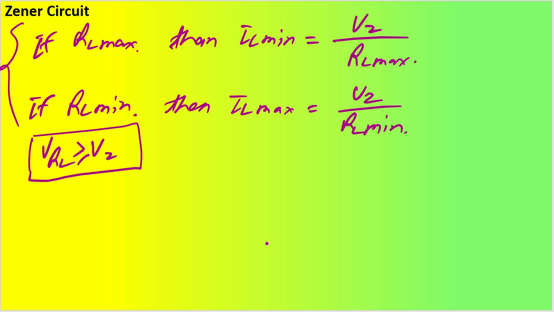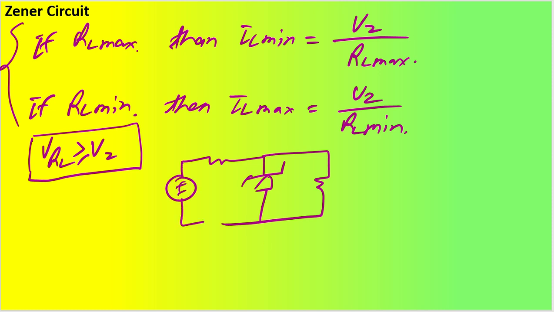Now let us say we had this circuit, right? So this is my Zener diode circuit and this is my input voltage. So this is RS, this is RL, and this is, let's say, VZ, and this is my VIN.